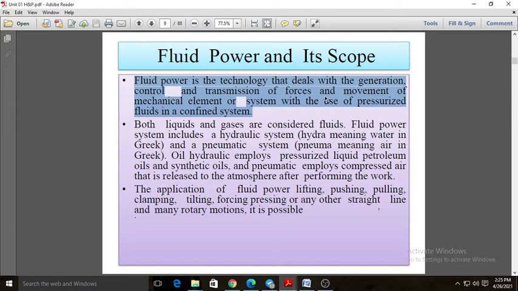Okay, the fluid power system includes the hydraulic system, where hydra means water in Greek, and the pneumatic system, where pneuma means air in Greek. Actually, the hydraulics and pneumatics words are derived from the Greek language. Oil hydraulics employs pressurized liquid petroleum oil and synthetic oils. Pneumatics employs compressed air that is released to the atmosphere after performing the work. With the application of fluid power, lifting, pushing, pulling, clamping, tilting, forcing, pressing, or any other straight line and many rotary motions are possible. Okay.